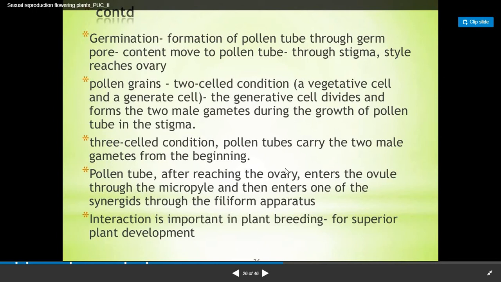The pollen tube, after reaching the ovary, enters the ovule through the micropyle and enters one of the synergids through the filiform apparatus. This interaction is important in plant breeding for superior plant development. So this was about pollen pistil interaction.